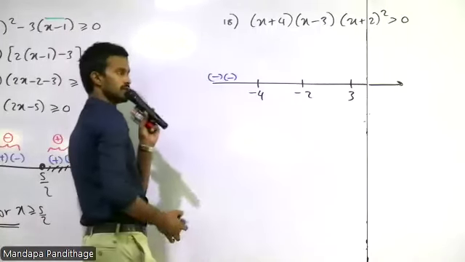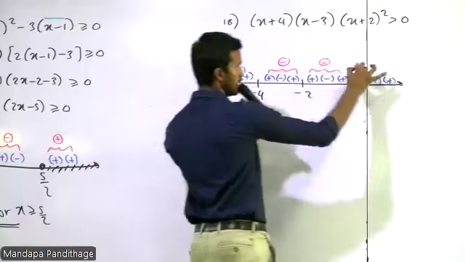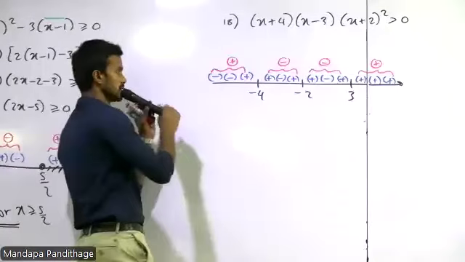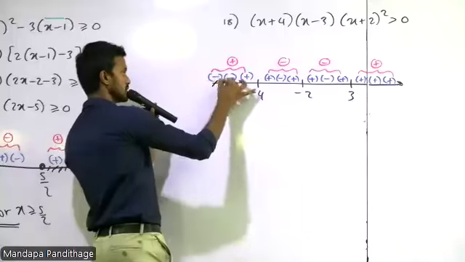And anything more than 3, all are plus. Two negatives is plus, one negative is minus, and three negatives is plus. The answer is greater than 0, so mark the region that is greater than 0. This is a normal one. Compared to the things we have done, these are easy questions. I get the answer x is less than minus 4 or x is greater than 3. Clear? Okay, hands up who got this answer to question number 17 and this answer to question number 18. Got it?